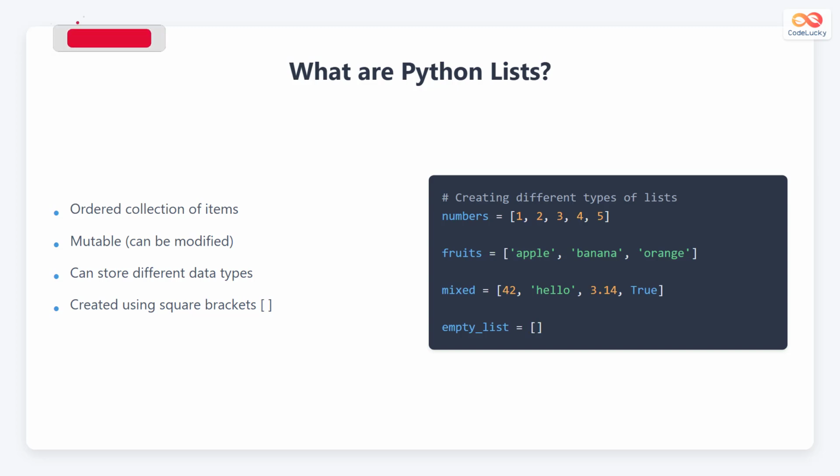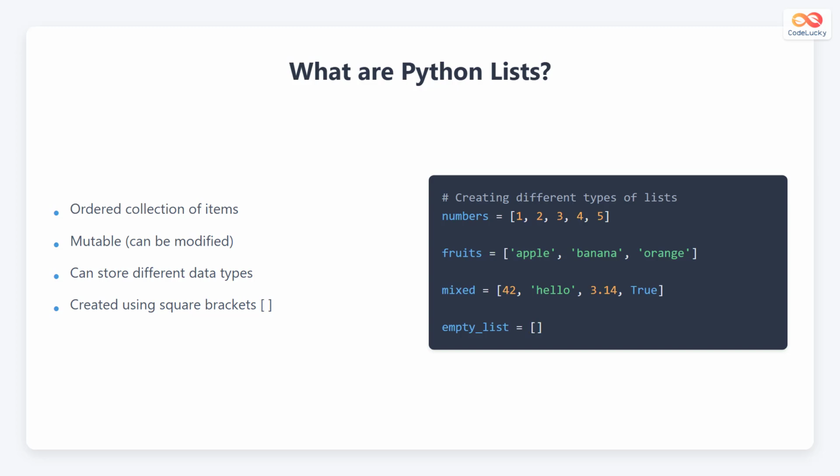So, what exactly are Python lists? Lists are ordered collections of items, meaning the order in which you add items to the list is maintained. Lists are mutable, meaning they can be modified after they are created. You can add, remove, or change elements. Lists can store different data types, such as numbers, strings, and even other lists. Lists are created using square brackets.